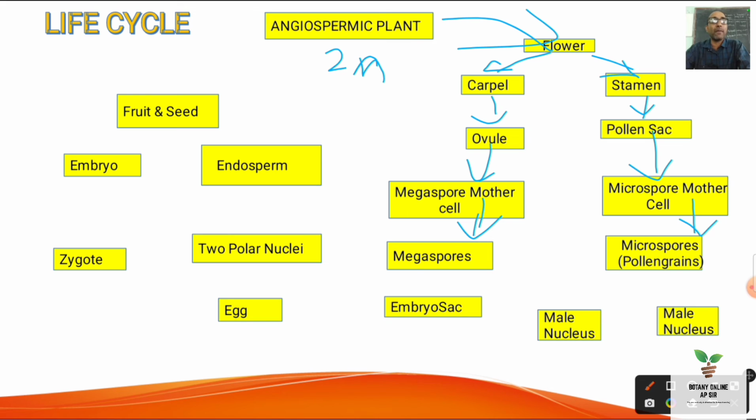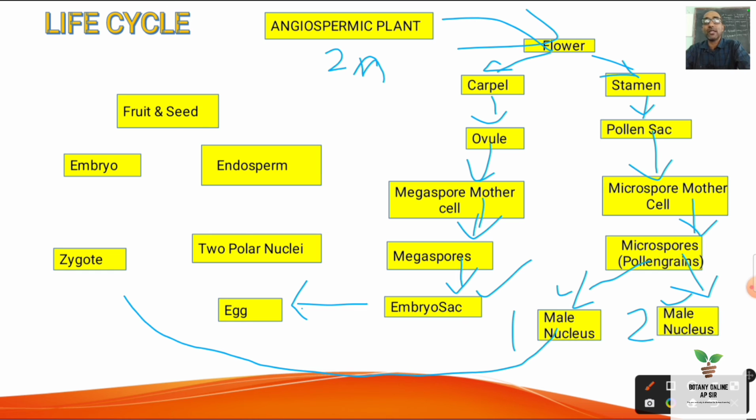Now the megaspores and microspores have been formed. The megaspore develops to form the embryo sac, whereas the microspore gives rise to two male gametes, one male gamete and then the second male gamete. So ultimately, the megaspore has given rise to the embryo sac, and the microspores have given rise to two male gametes. Now the embryo sac has the egg, isn't it? One of the male gametes fuses with the egg, which is otherwise known as syngamy or true fertilization, to form the zygote. This is the zygote.